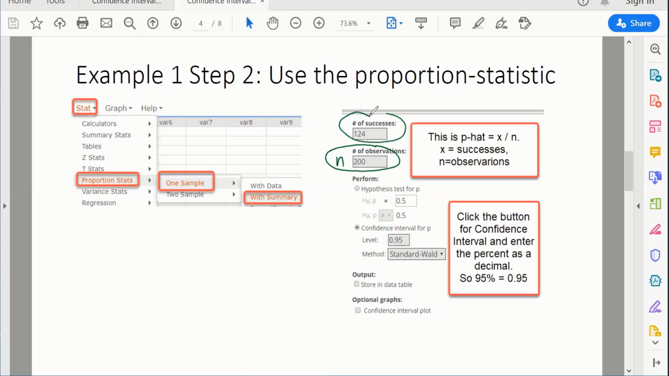The number of successes in the last problem are the people who said yes. It's that x on the top of the fraction, p hat equals x over n. So x is successes and n is observations. And then you have to change it to a confidence level, just like you did with the mean. So instead of knowing p hat, you need to know the top of the fraction and the bottom of the fraction for p hat.